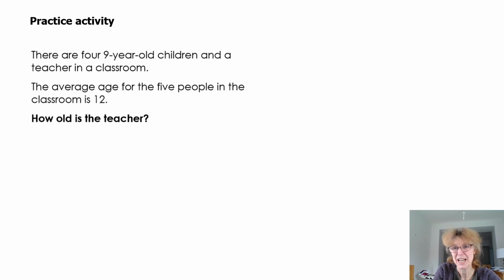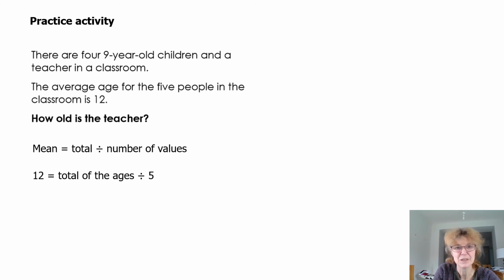Okay, did you have a go? Let's see. So just to remind you, the mean average is equal to the total of all the values divided by how many values we've got. So we know that the mean is 12. And that is equal to the total of all the ages, that's the 4 children and the teacher, divided by how many people we've got, which is 5. So 12 is equal to the total of the ages divided by 5.